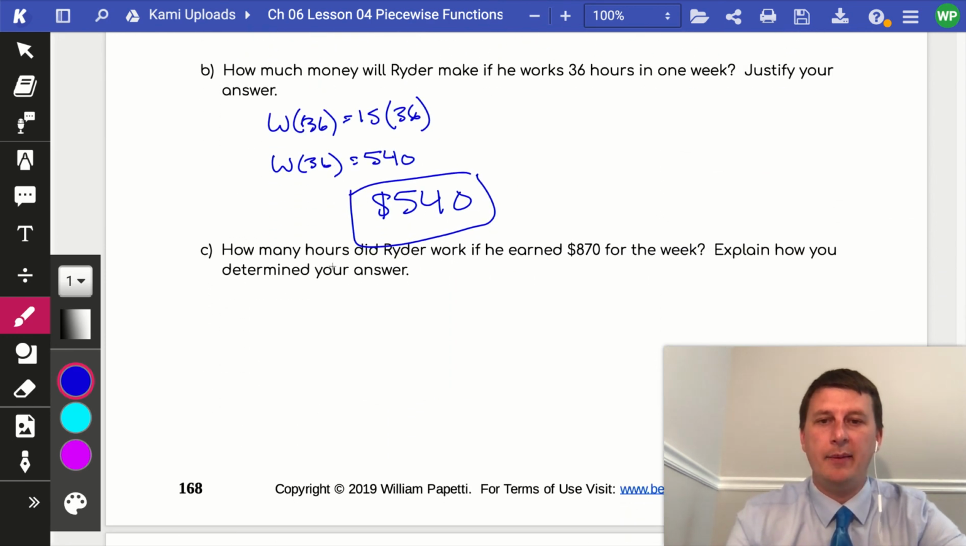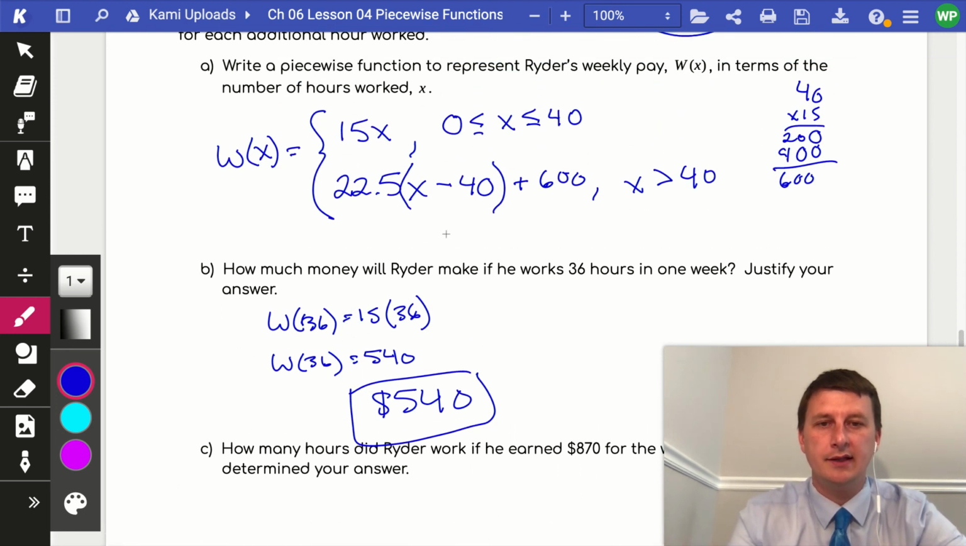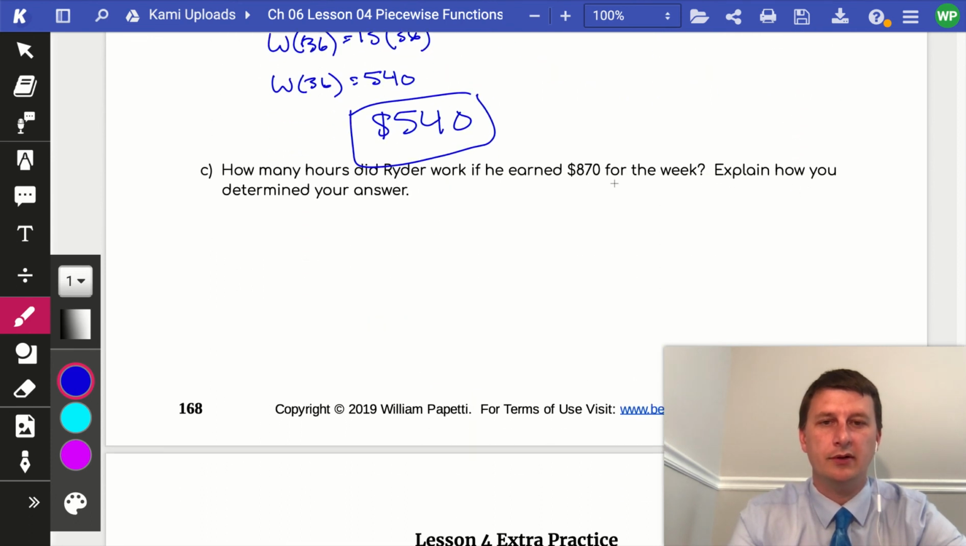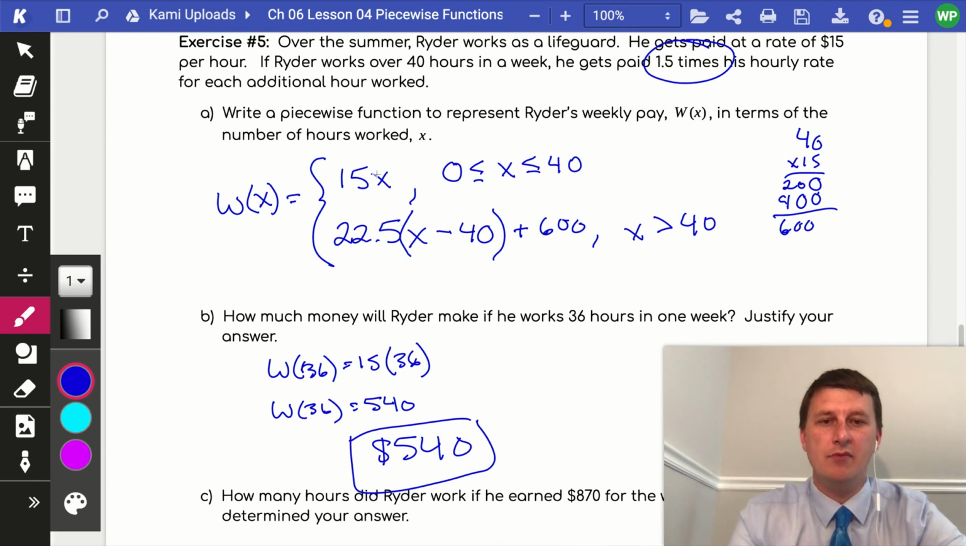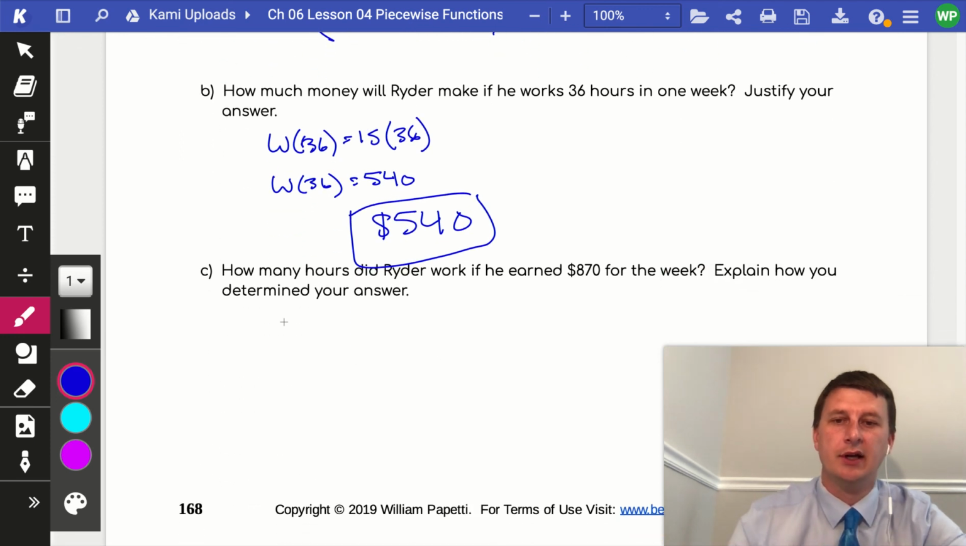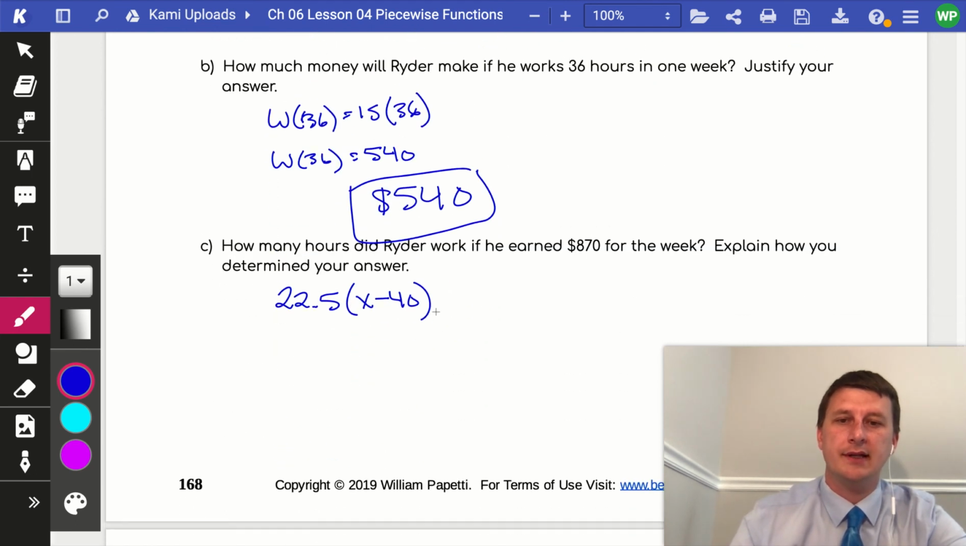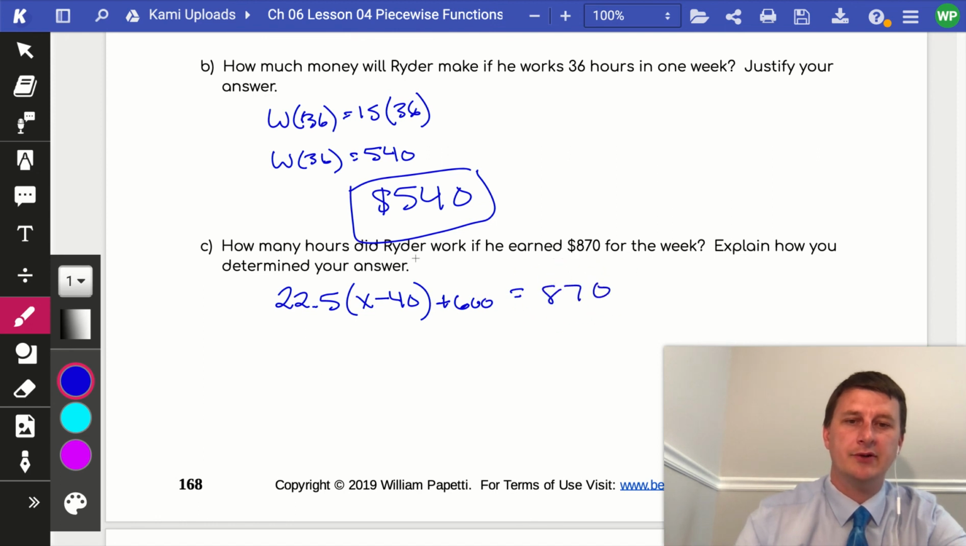Okay. How many hours did Ryder work if he earned $870 for the week? Explain how you determined your answer. Well, if we're looking at this, we already determined that if he works 40 hours, he's going to make $600. So if he makes $870 in the week, he's got to be working more than 40 hours. So we're going to be using this equation down here: 22.5 times x minus 40 plus 600. And using that equation, he's going to be making $870.